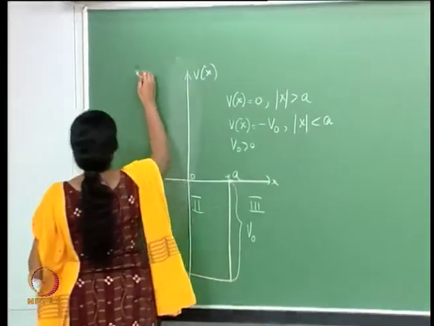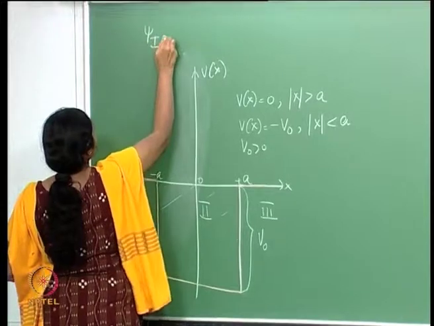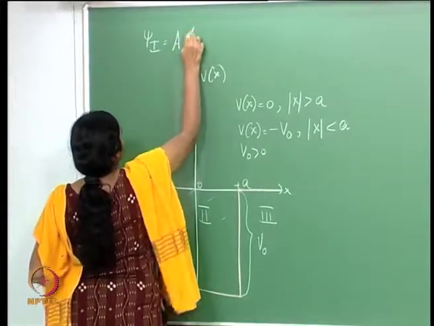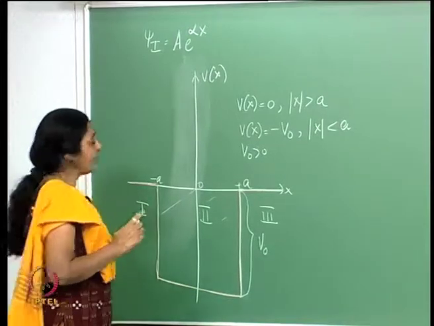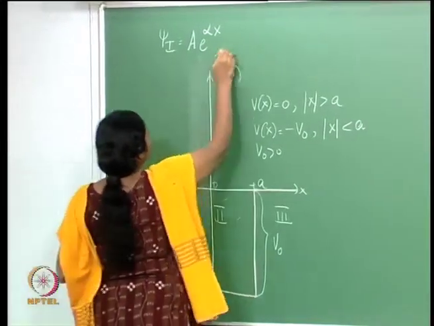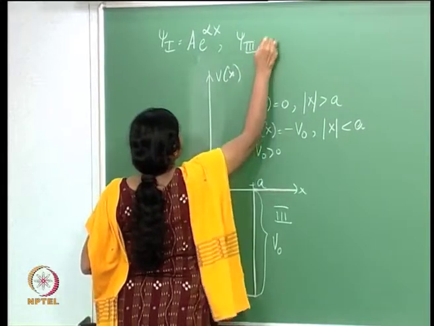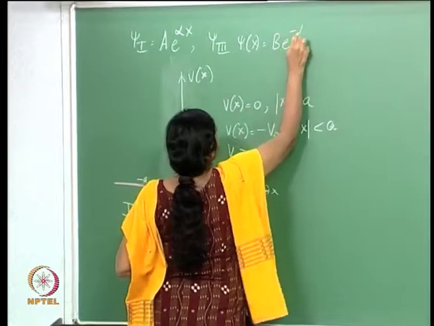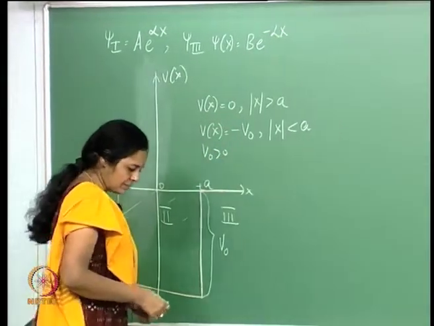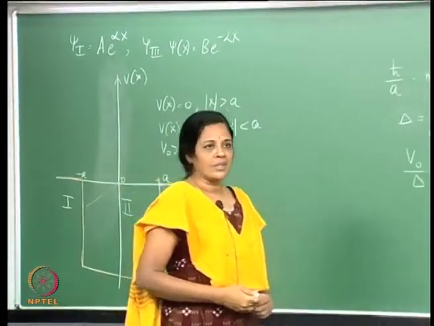So let me write that here. Psi in region 1 is a e to the alpha x. Remember that alpha is positive. And in region 3, psi of x is b e to the minus alpha x. Now this is rather interesting.